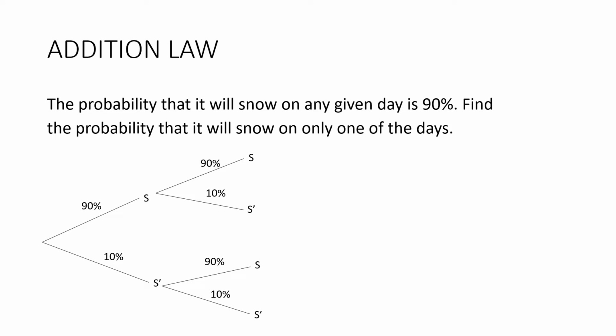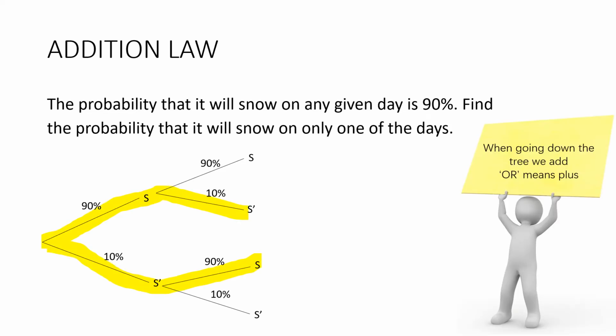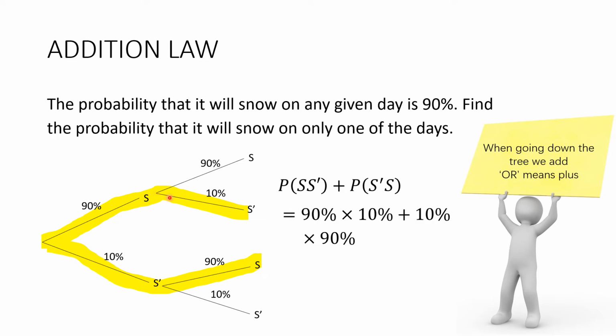And now the addition law. Find the probability that it will snow on only one of the days. So in other words, snow on the first day, but not on the second, or no snow on the first day, and then snow on the second. Here's the rule. When we are going down the tree, we add, because we said the word or, and in probability, or means plus. So we want snow and then no snow, or no snow and then snow. So we're going to do 90% times 10% plus 10% times 90%, which is 18%.